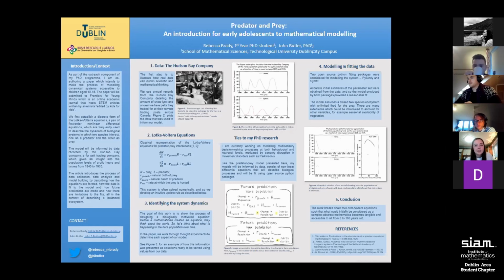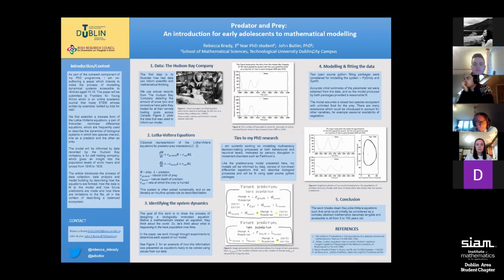Then the model had to be fit to the data and created. I used two open source Python packages, PySINDy and SimFit. They're both quite different, but for the terms of this project, they're both linear regression packages. And the fact that it was so easy to get estimates for the parameters from the data meant they both provided really reasonable and similar fits.